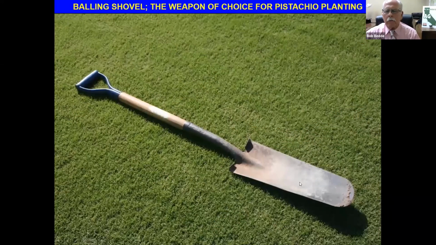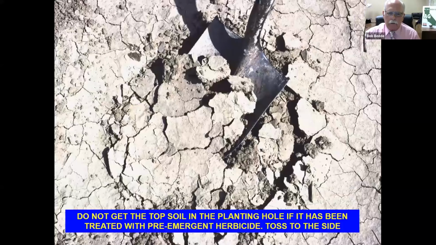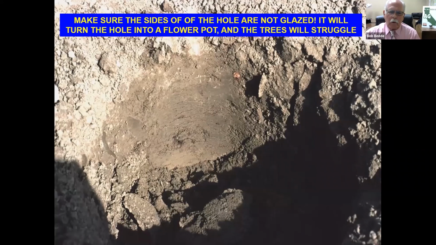This is the preferred planting tool, a balling shovel. You can also use clamshell diggers, and I've also had people obviously use machine planting as well as small drills on the back of the small tractors. Be sure and not get treated soil into the planting hole because it will limit root growth. This is an old recommendation that still stands. Don't plant in too wet a soil because you're going to slicken the sides of this soil, especially in some of the heavy ground that we're now planting in.